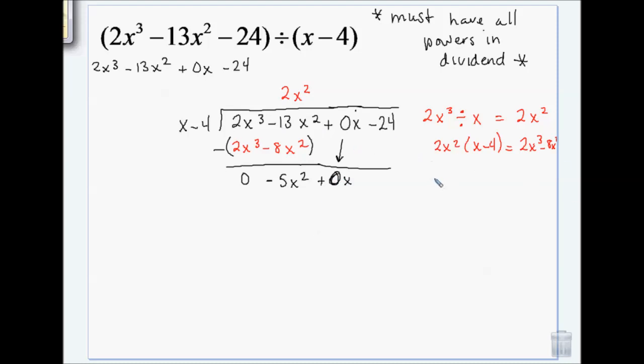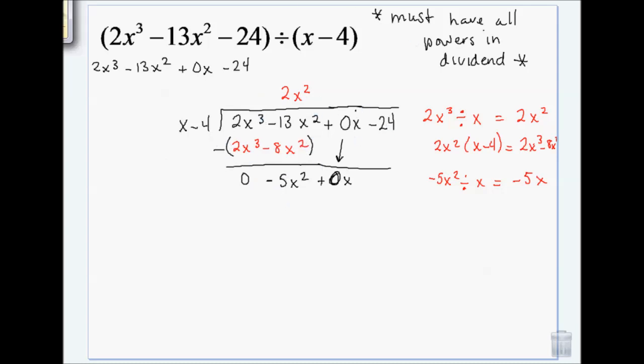Okay, now I'm going to ask myself, negative 5x squared divided by x is what? So I'm looking at this negative 5x squared and this x. So it's negative 5x, right? If I take one x away. Why are you dividing? Because it's division, right?